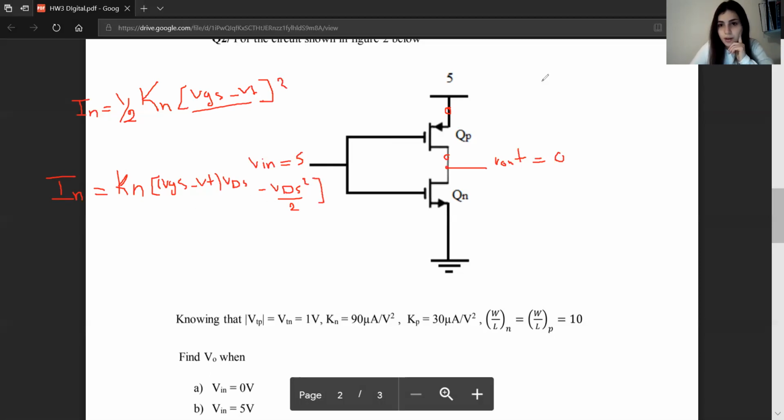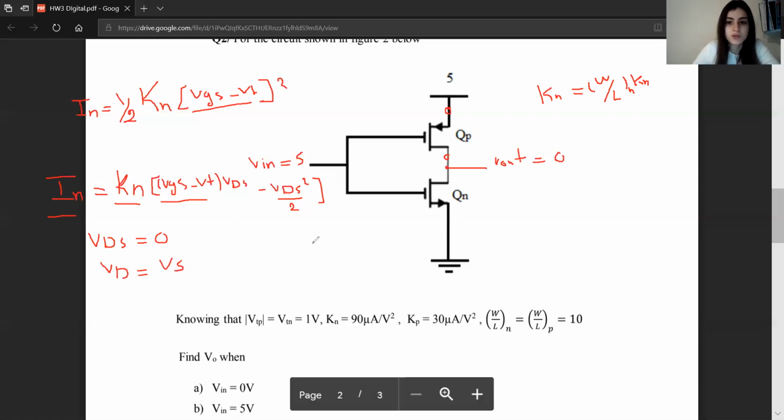So the value of K of N equals W over L of N, K small of N. Okay, so it does not equal 0, of course, but I equals 0. V gate source minus VT equals VDD minus VT. It does not equal 0, so V drain source of N must equal 0, meaning the voltage at the drain of N equals the voltage at the source.